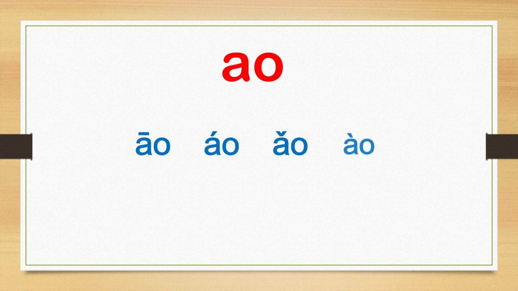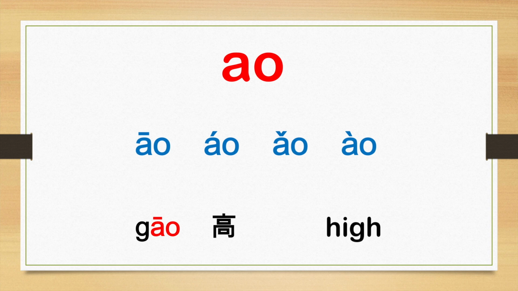Next one, or. Let's read with 4 different tones. Or, or, or. For example, go with initial g and the first tone, go, which means high.